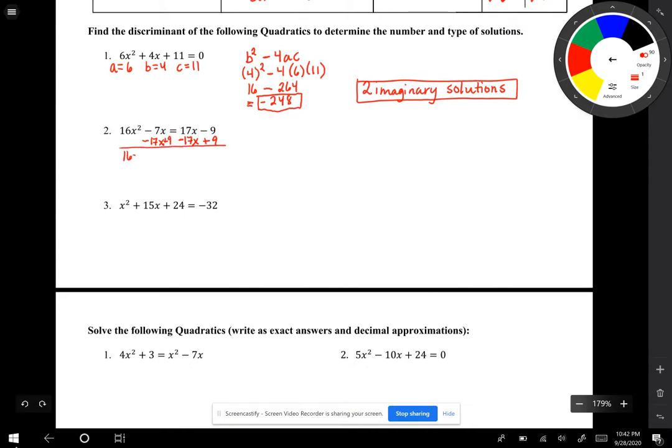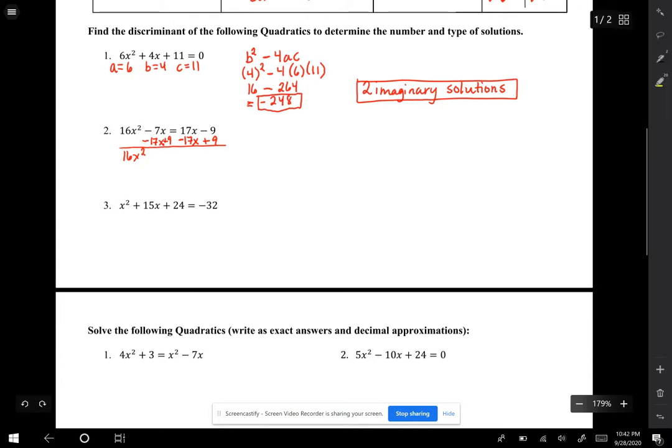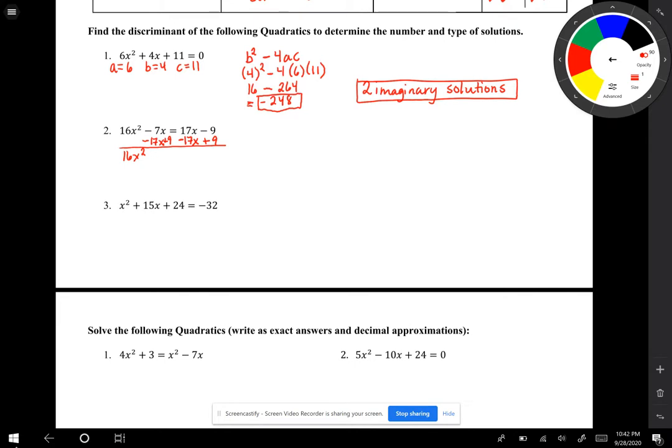So you have 16x squared minus 17x, minus 24x. What I forgot to do was combine like terms there. So minus 24x plus 9 equals 0. And now you can identify A is 16, B is negative 24, and C equals 9. Biggest mistake students make when they're using the discriminant is they don't have one of the sides equal to 0, and then they get the value wrong.